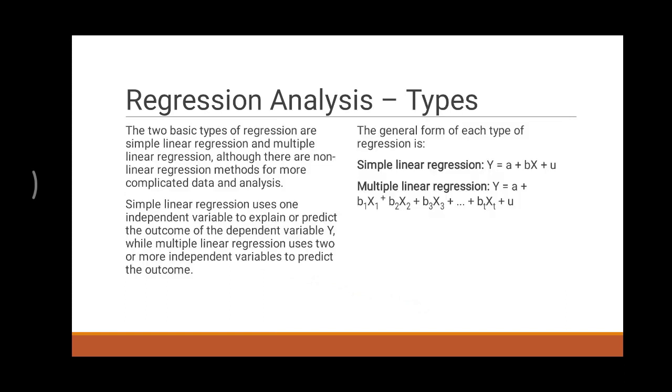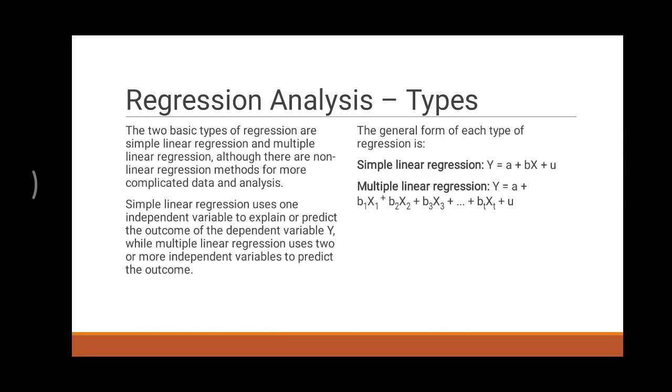For now, we will talk about the types in regression analysis. The two basic types of regression are simple linear regression and multiple linear regression, although there are non-linear regression methods for more complicated data and analysis. Simple linear regression uses one independent variable to explain or predict the outcome of the dependent variable y, while multiple linear regression uses two or more independent variables to predict the outcome.